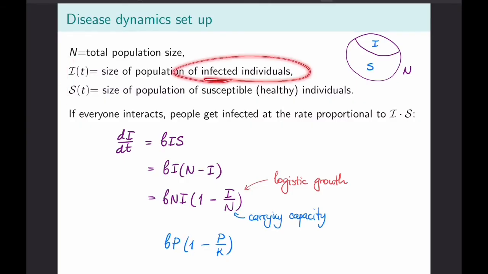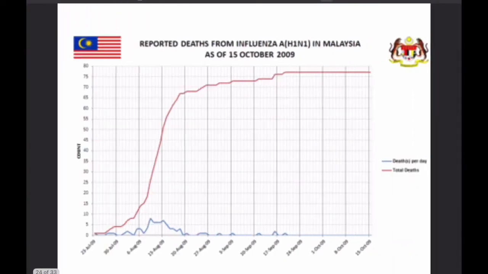Everybody who gets infected survives, becomes susceptible once again. So eventually the entire population will get infected at some point. Because this is just a logistic growth model and we're wondering how good it is at describing actual diseases, we can of course ask for real world data.